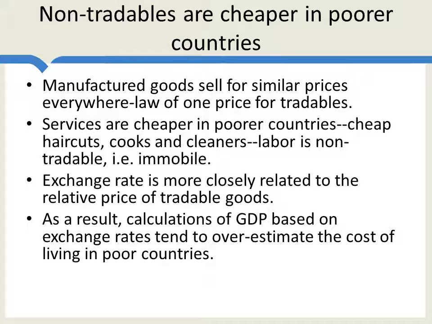So as a result of this, calculations of GDP based on exchange rates tend to underestimate the living standards in poorer countries because they take into account that tradables are about the same price, but not that non-tradables are cheaper in poorer countries. This is called the Balassa-Samuelson effect, and you can find more about it by listening to the video on Bela Balassa.